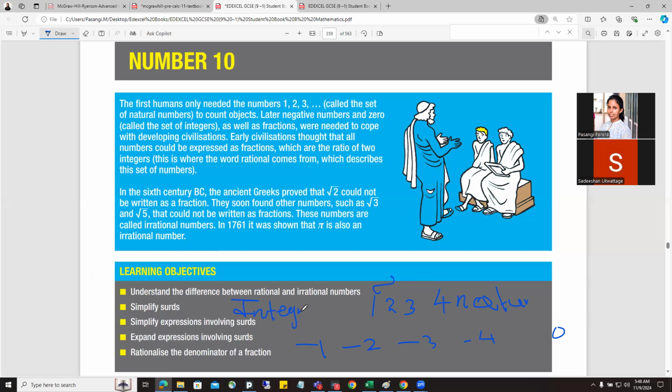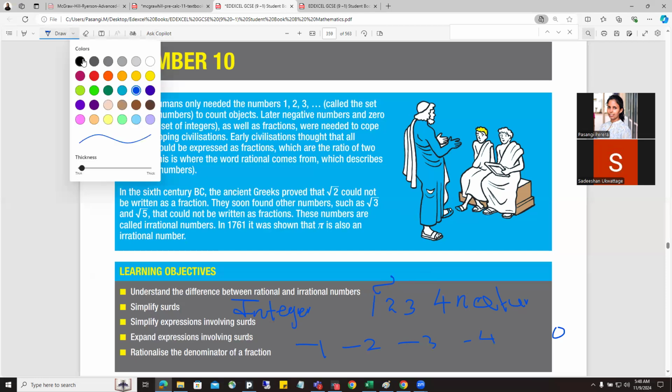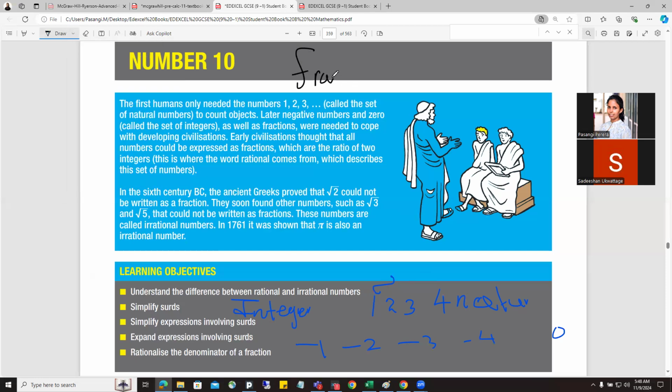And also then we have another thing, the fractions. When it comes to fractions, we mean 1 over 2, 3 over 4. All these come under fractions. So we know natural numbers, we know fractions, we know integers. And when it comes to integers, we have positive integers as well as negative integers.